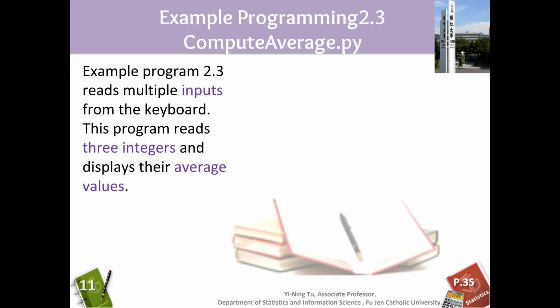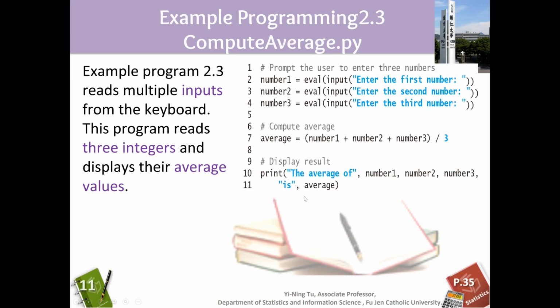First of all, example program 2.3 reads multiple inputs. Yes, there will be more than one input from the keyboard. The user may input more than one value. How can we handle it in Python? This program reads 3 integers and displays their average value.